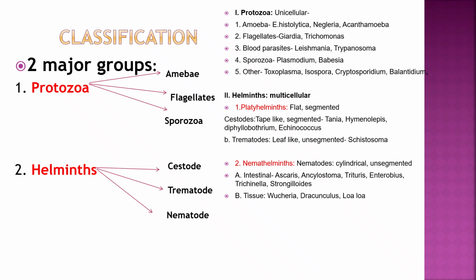Helminths are multicellular. First are platyhelminths. They are flat and segmented. Cestodes are tape-like, for example Taenia, Hymenolepis nana, Diphyllobothrium and Echinococcus. Trematodes are leaf-like, unsegmented, so Schistosoma. Nemathelminths, nematodes, are cylindrical and unsegmented. Intestinal nematodes: Ascaris, Ancylostoma, Trichuris, Enterobius, Trichinella, Strongyloides, and tissue nematodes: Wuchereria and Dracunculus, Loa loa.